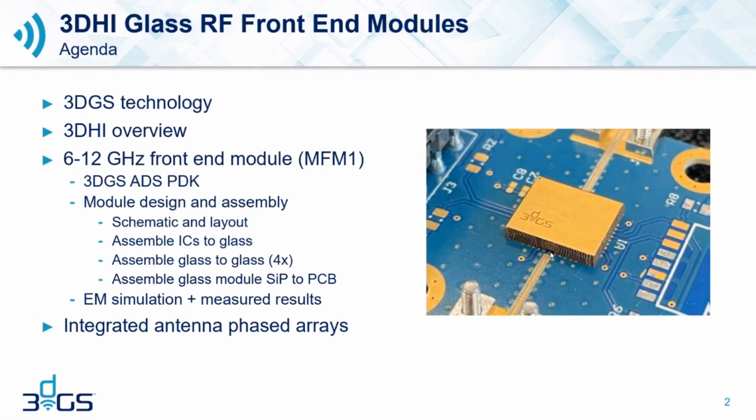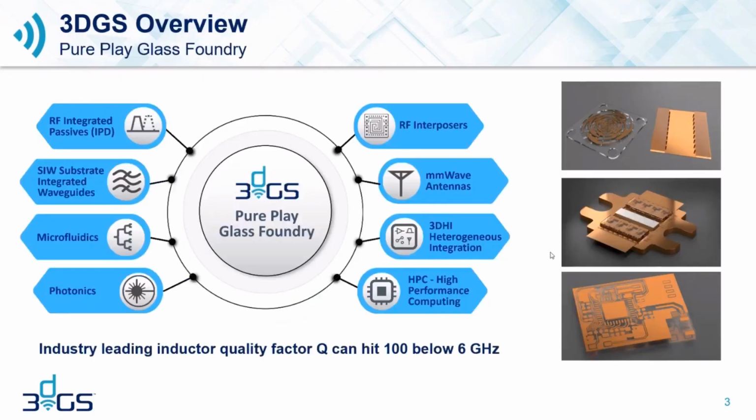So this design itself is more of a front-end module. For phased arrays, we're also able to implement beamforming ICs and integrated antennas. At 3D Glass, we are a glass-based foundry located in Albuquerque, New Mexico. Most of our products fit into two categories, which are RF integrated passives and RF interposers.